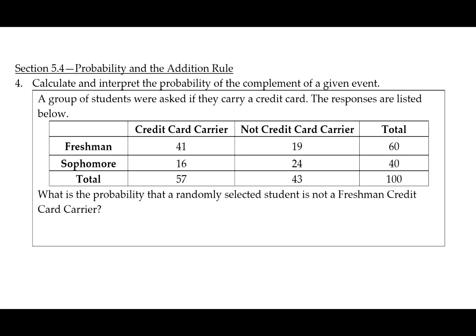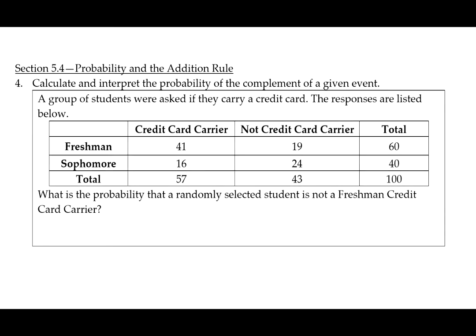The fourth learning objective in section 5.4 is to calculate and interpret the probability of the complement of a given event. The complement of an event means that the event does not happen. So for example, a group of students were asked if they carry a credit card. Responses are listed below. What is the probability that a randomly selected student is not a freshman credit card carrier?